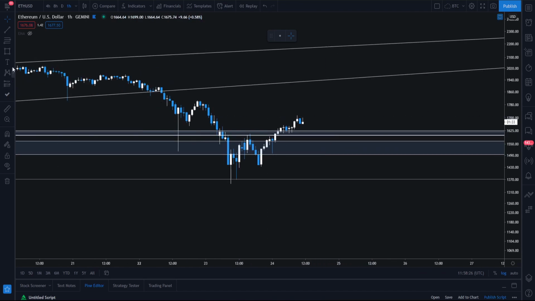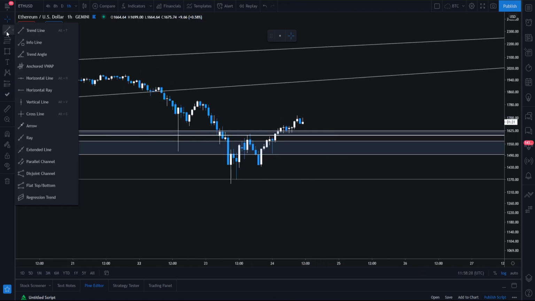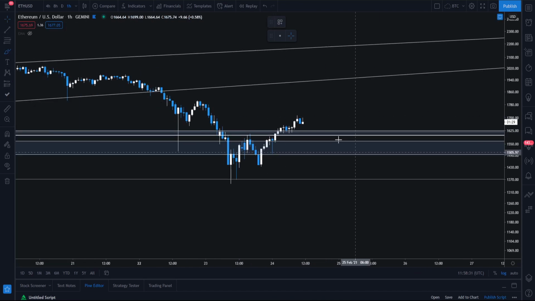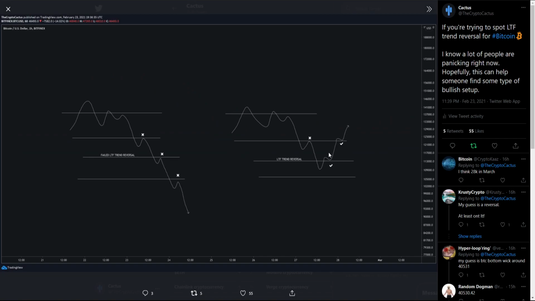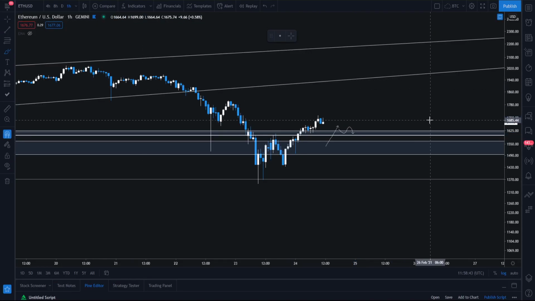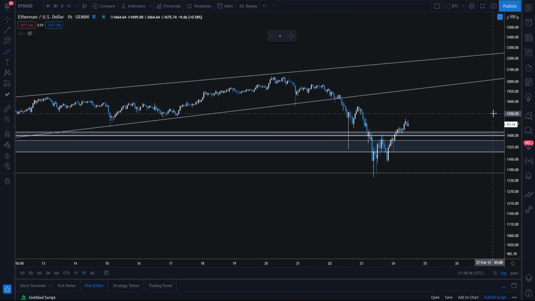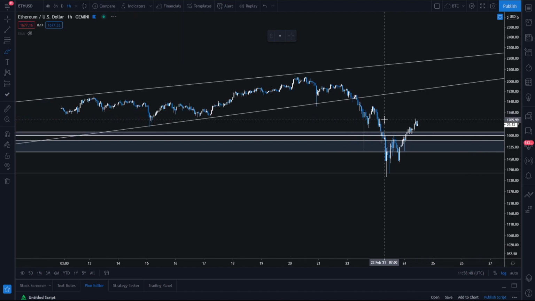Broke above it, you can see here. Broke above, then we get this retest, which validates it as support. And now we can move higher again. Pretty much exactly what this is showing for the low time frame trend. And yeah, no major reason to panic right now.